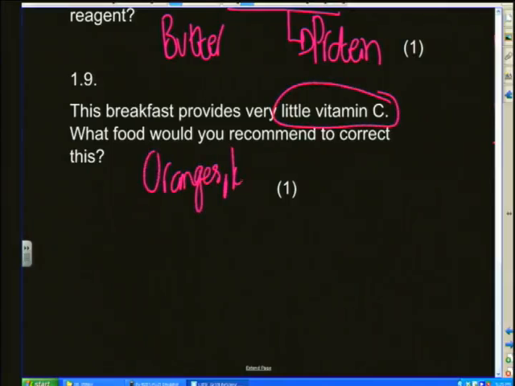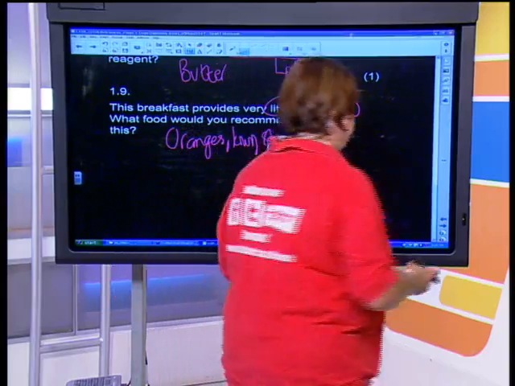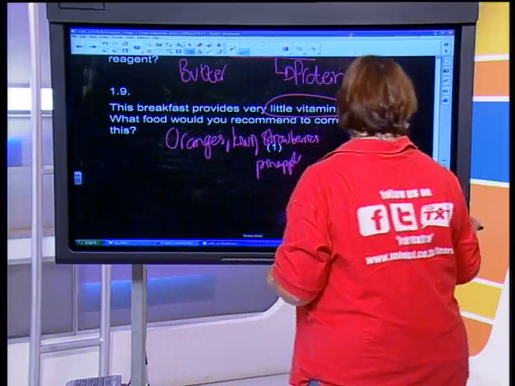Oranges, kiwi, strawberries, pineapple, only one. So we know what food is rich. Spinach, all right, gross, but anyway. There we go, spinach. Okay, any of these for 1 mark.